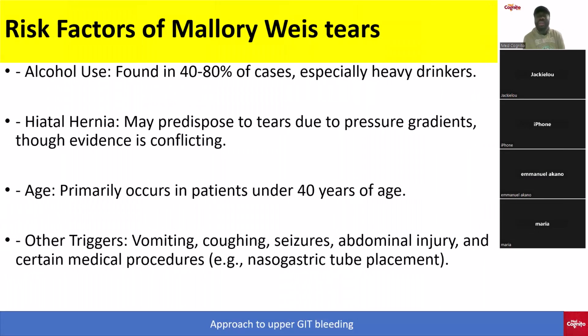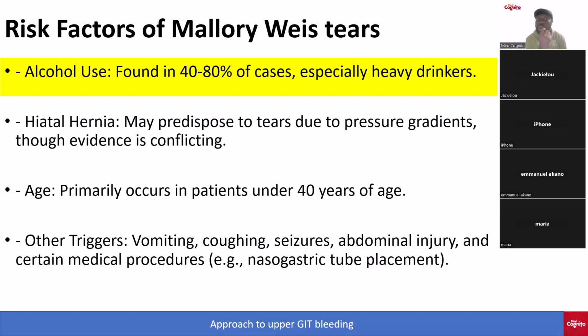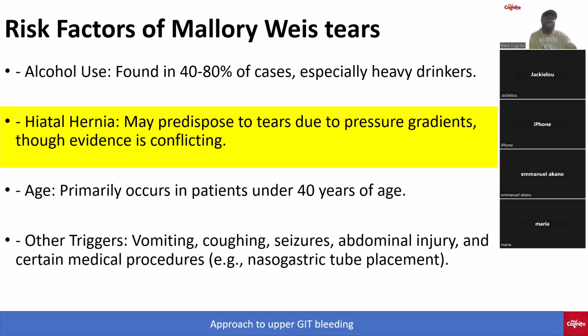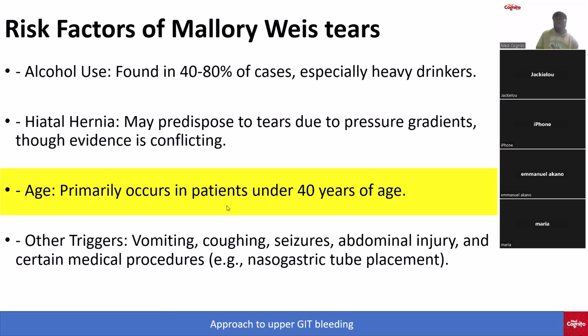Now, what are the risk factors? What are the risk factors of Mallory Weiss? Number one, alcohol use. You realize that alcohol use can be seen in about 40 to 80% of patients who present with Mallory Weiss. Number two, hiatal hernias. It may predispose to tears due to the different pressure gradients, but the evidence is not united, right? But we've seen in some literature that there is a relation between hiatal hernia and Mallory Weiss. Number three, age. Most of the patients who present with Mallory Weiss are usually under the age of 40 years.